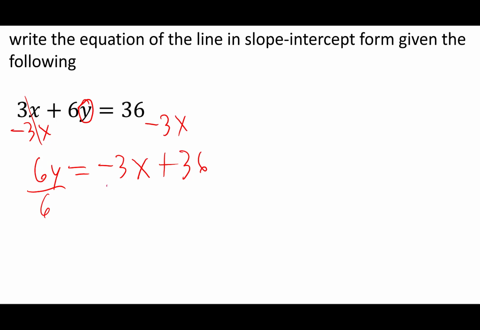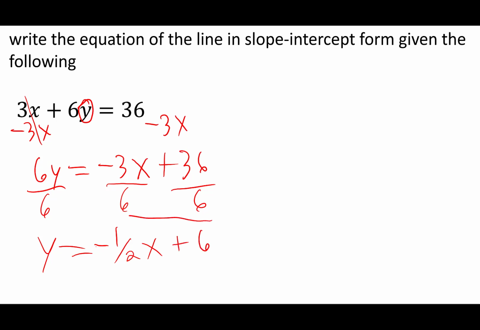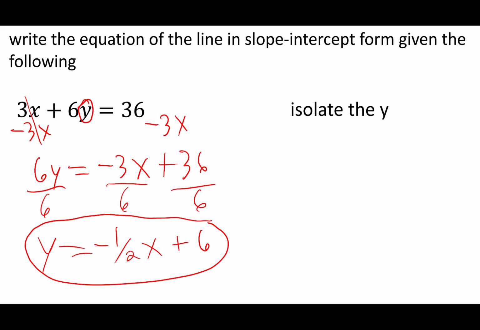Divide by 6, and I get y is equal to, well, 3 divided by 6 is 1/2, and since it's -3, we're going to get -1/2 x, and 36 divided by 6 is 6. And that's all there is to it. So we're isolating y on that one.